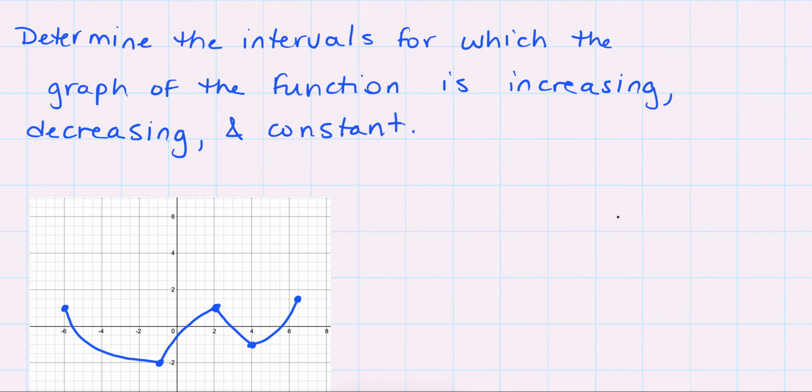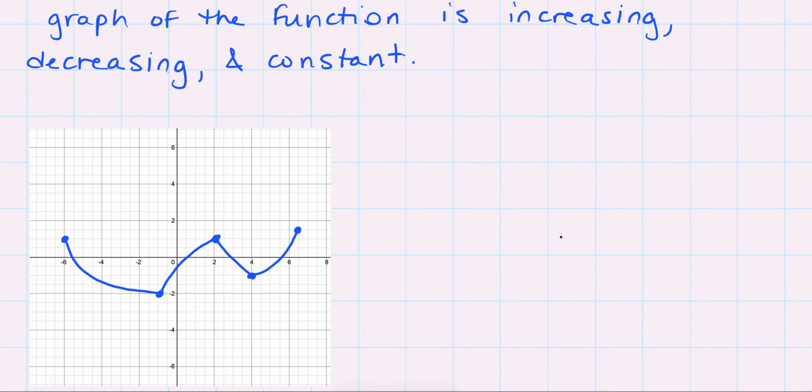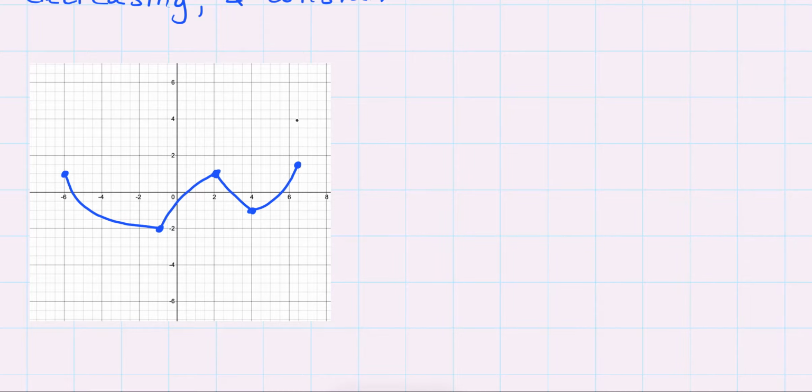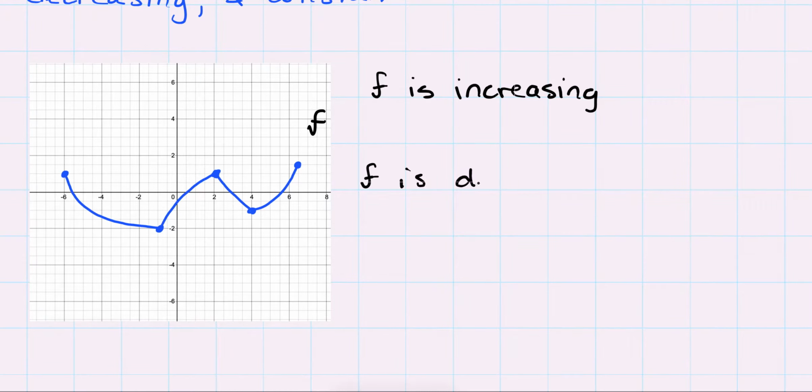So here I'm going to give you a picture of a graph, and I want to determine the intervals for which the graph of the function is increasing, decreasing, and constant. So here I don't even give you an equation. I just say, hey, this is a picture of a function. Let's call this function f. So what I'm going to do is write where f is increasing, where f is decreasing, and where f is constant. And of course, it might not be one of these anywhere.